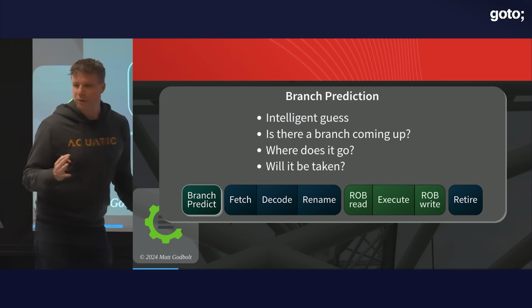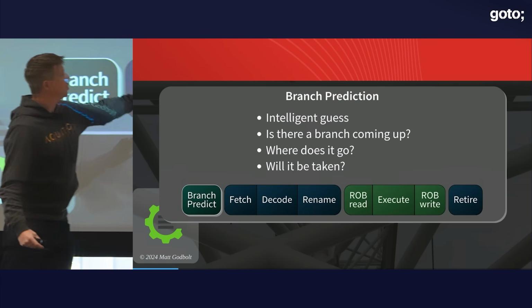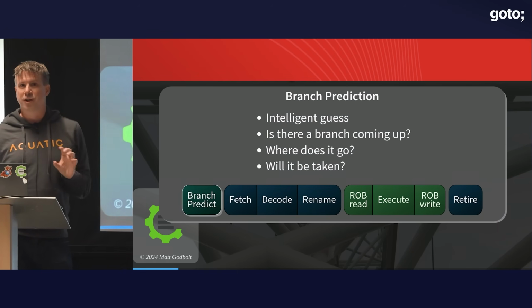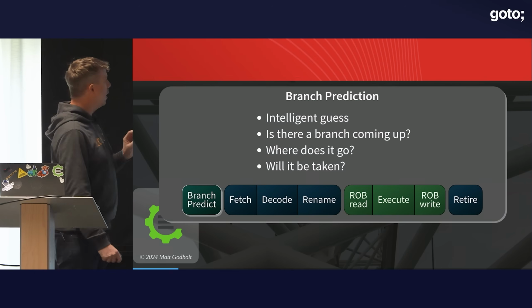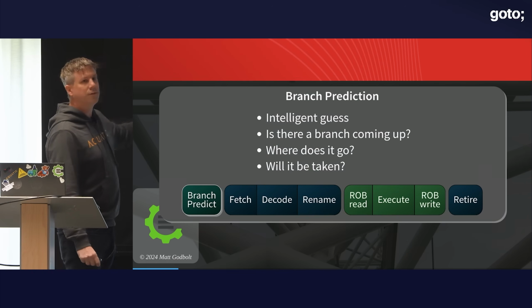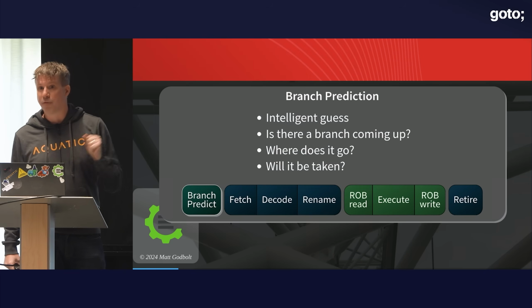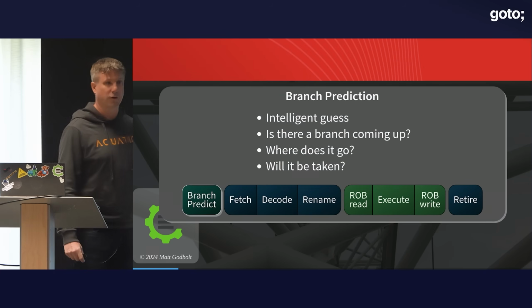So I kind of lied to you. I said there's this pipeline, fetch, decode, and then the rest, but there's a part that happens even before the fetching starts. We have a system that is going to try and guess what's going to happen in your program before you've even executed the first instruction.